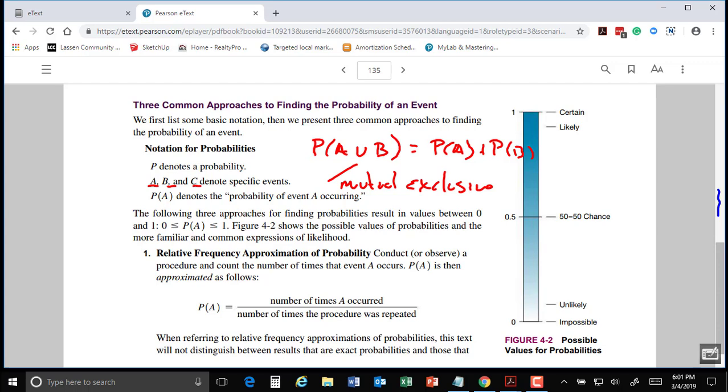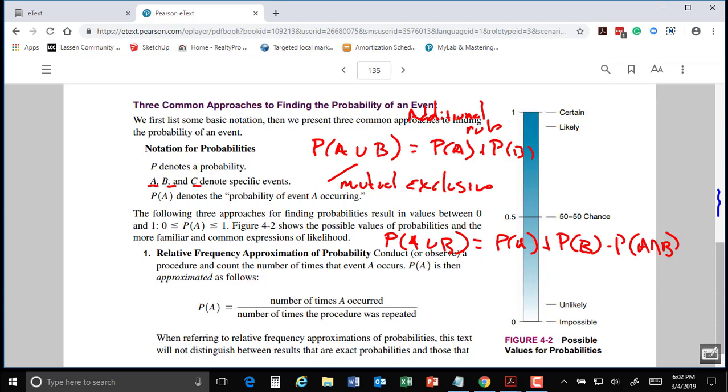Not mutually exclusive would be this thing with a bar over it. Then you have to say the probability of A or B is equal to the probability of A plus the probability of B minus the probability of their intersection, A and B. In this case, they are not mutually exclusive, and you have to subtract the intersection, right? That is the addition rule under probability.